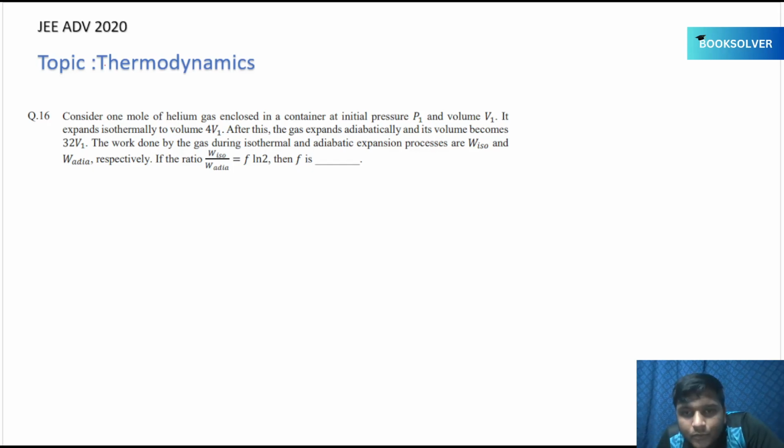Hello everyone. So today we are solving a question of JEE Advanced 2020 from the topic of thermodynamics. Let's first read the question. It says: consider 1 mole of helium gas enclosed within a container with an initial pressure and volume P1 and V1, which expands first isothermally and then expands adiabatically, and its volume becomes from 4V1 to 32V1. The work done by the gas during the isothermal and adiabatic processes are W-ISO and W-AD.